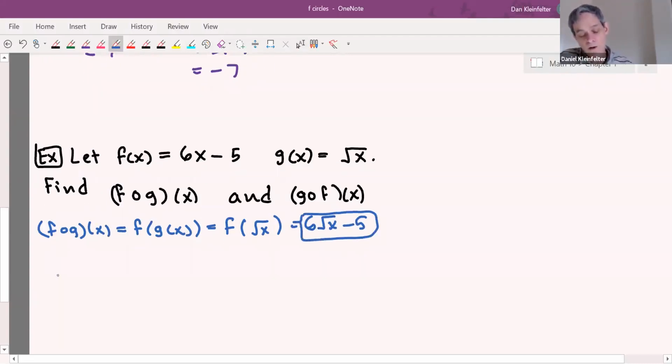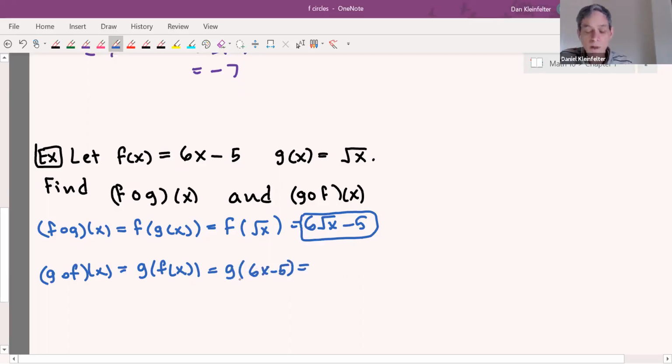Let's go ahead and try g circle f of x. You might want to pause the video here and try it on your own. Okay, so let's see how g circle f of x works out. That will be g of f of x. This time we're taking g and we're putting f into it. So f is the 6x minus 5 function. And so we're putting that into our g. G was the square root of x. So we have the square root of 6x minus 5.